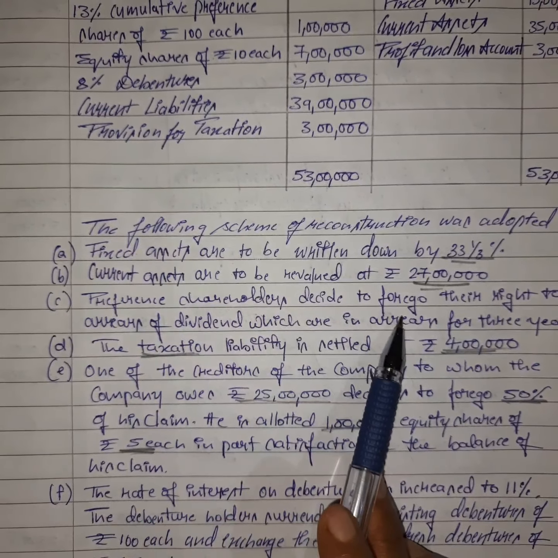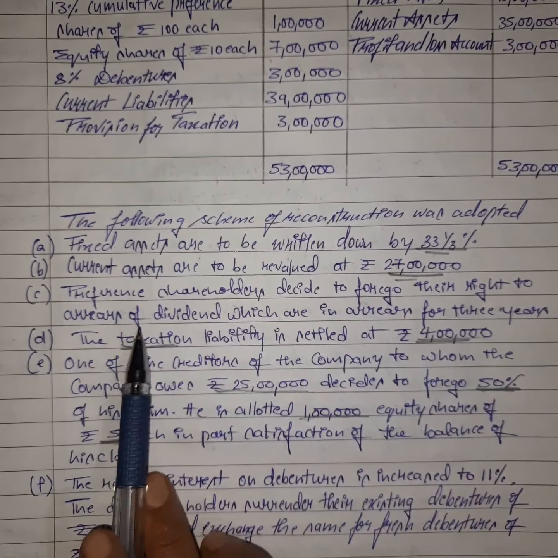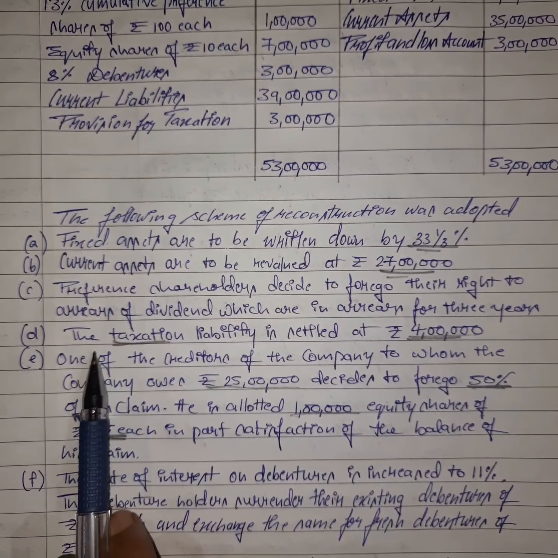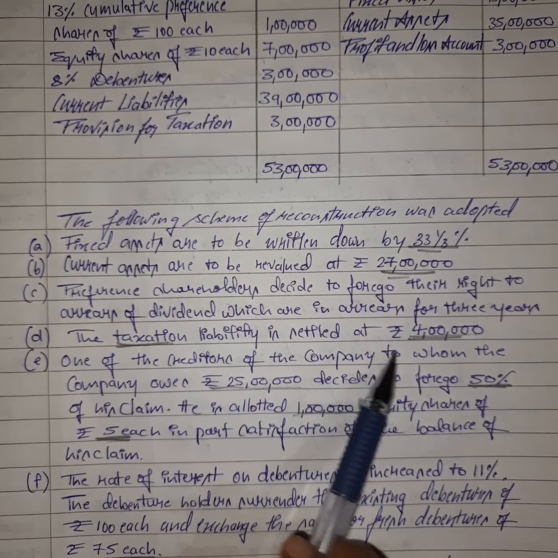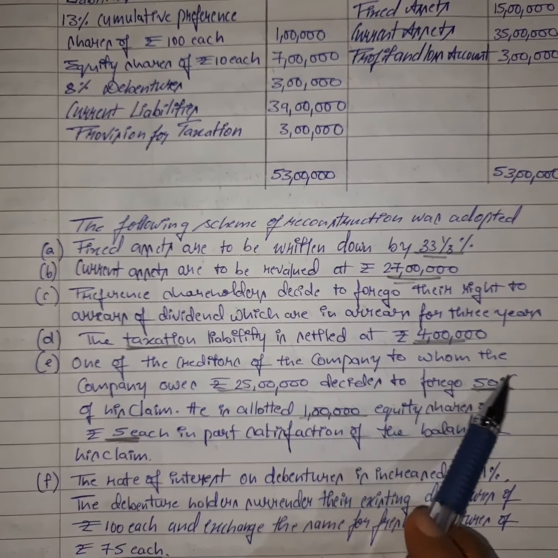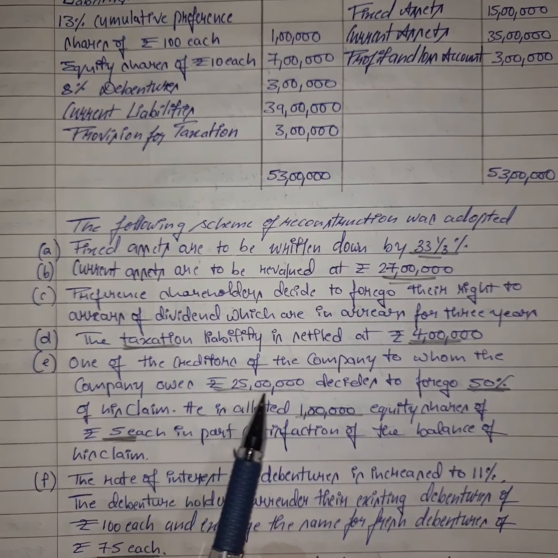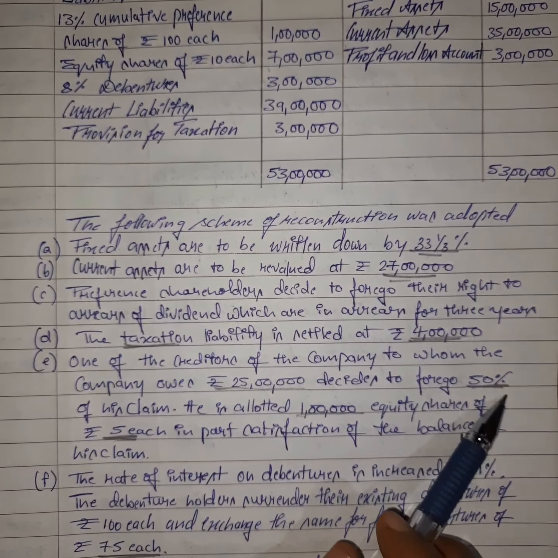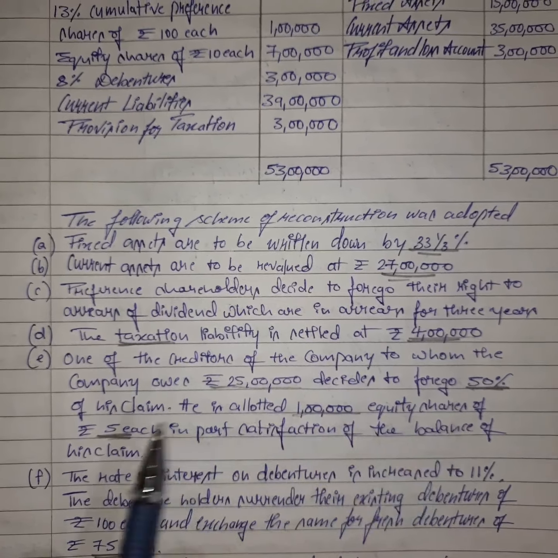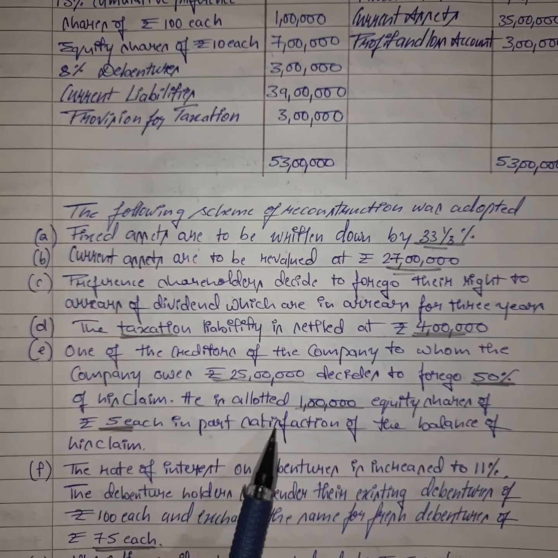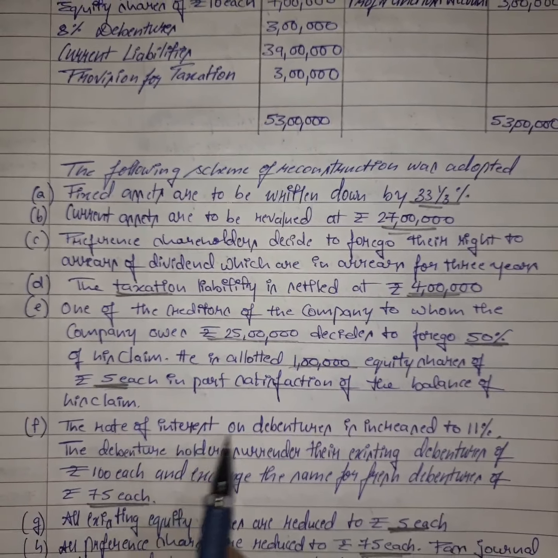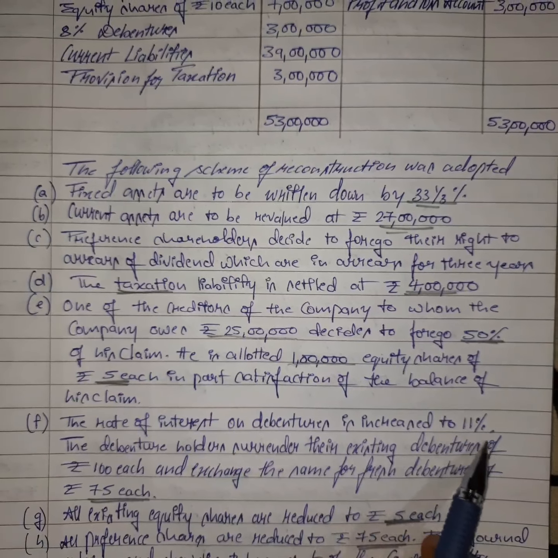Preference shareholders decided to forego their right to arrears of dividend which are in arrears for 3 years. Next point, the taxation liability is settled at rupees 4 lakh. One of the creditors of the company to whom the company owes rupees 25 lakh decided to forego 50% of his claim. He is allotted 1 lakh equity shares of rupees 5 each in part satisfaction of the balance of his claim. Next point, the rate of interest on debenture is increased to 11%.